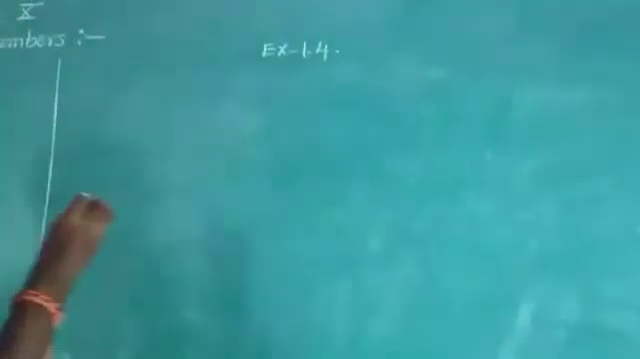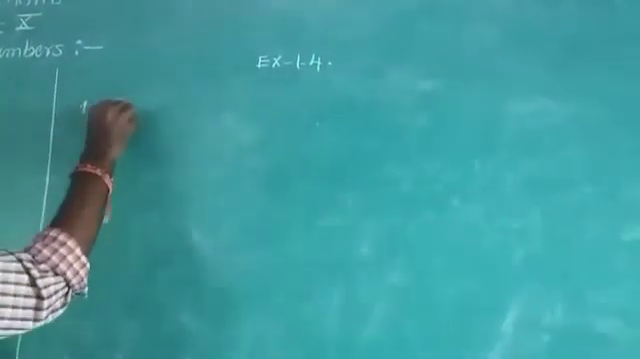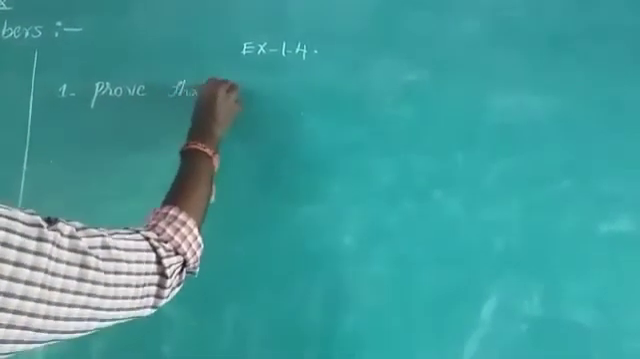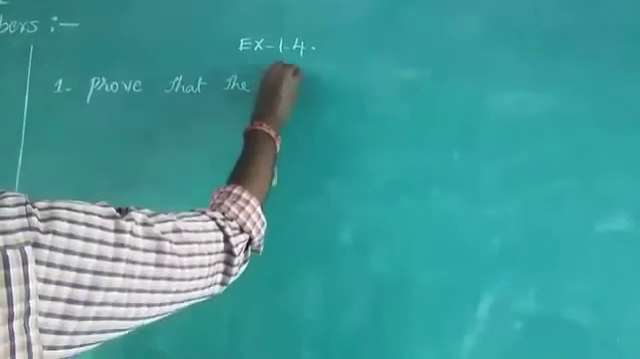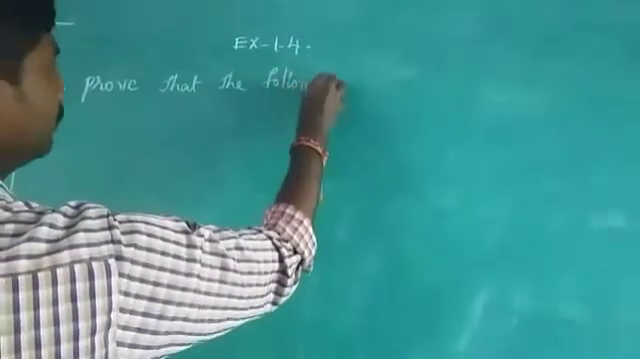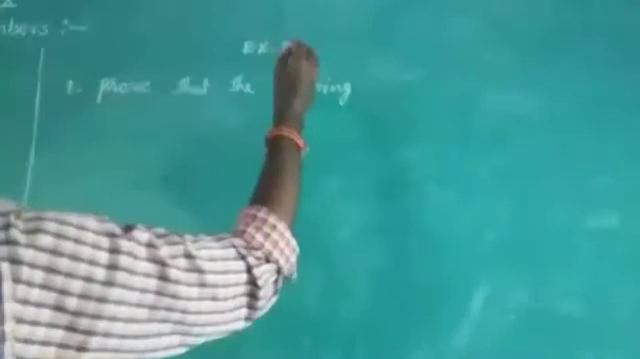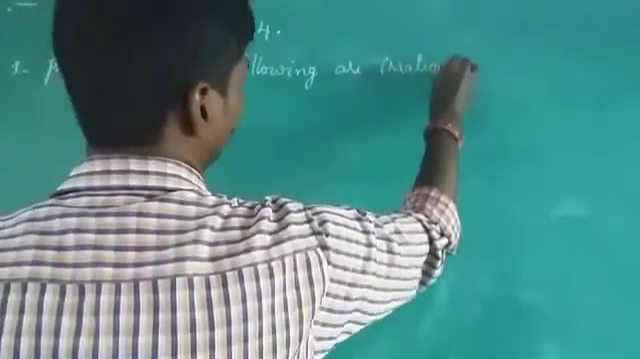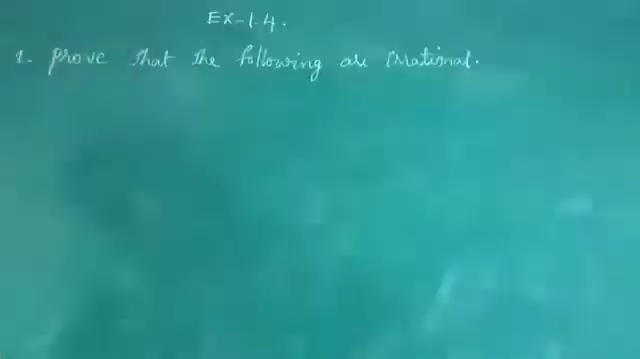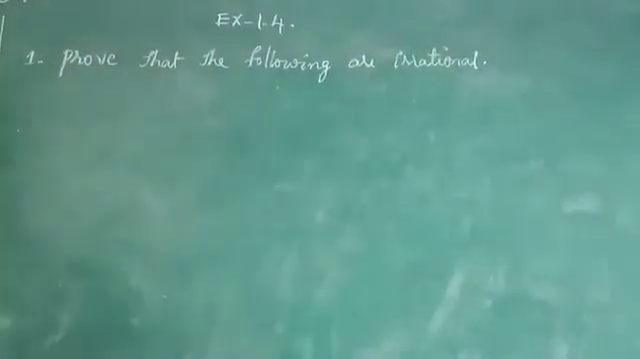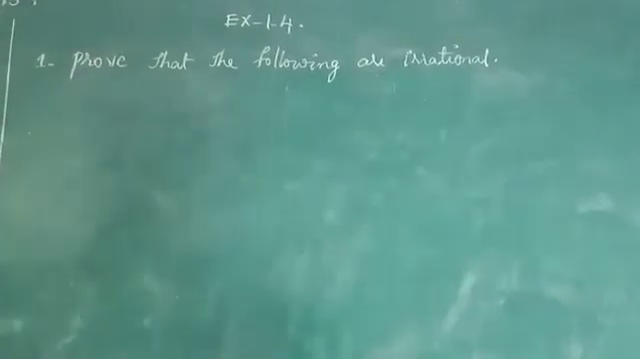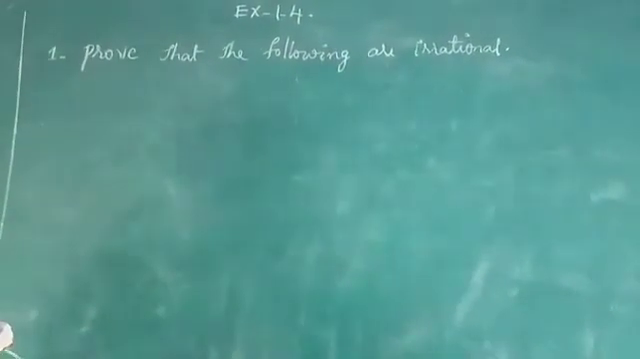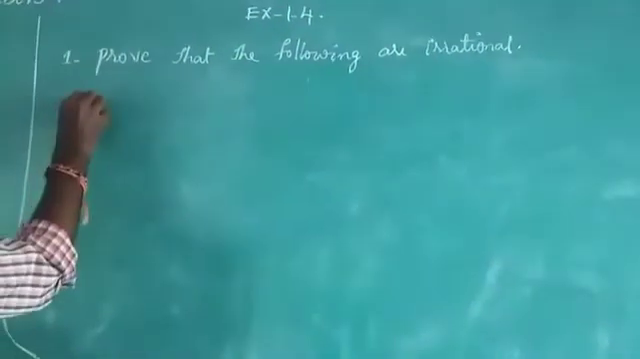1.4. In exercise 1.4, what is the first question? Prove that the following are irrational. The first one will be very easy. If you do not get the first one, ask me in the Zoom class and I would like to explain it. So I would like to explain the second one.